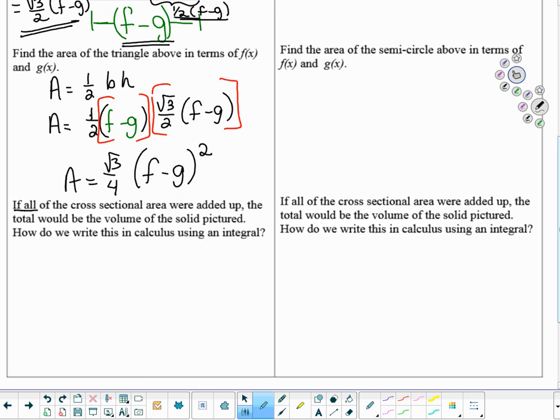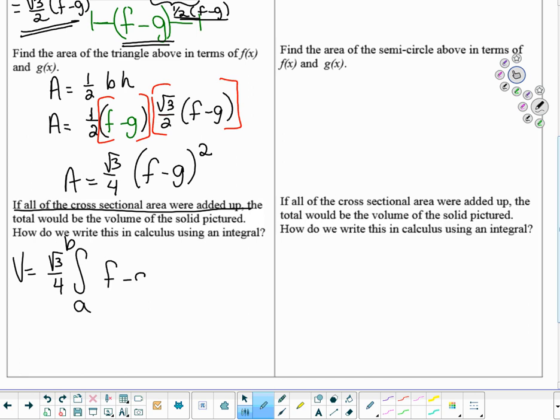So if I added up all of these equilateral triangles that have a thickness of dx, I would have the integral from a to b. I want to put square root 3 over 4. I want my coefficient out front.